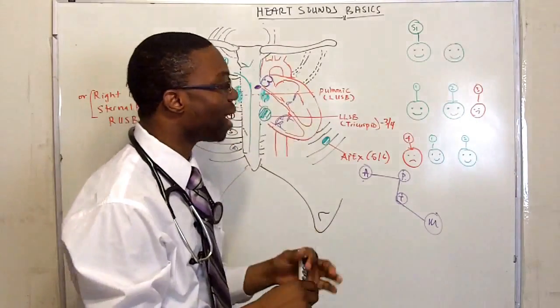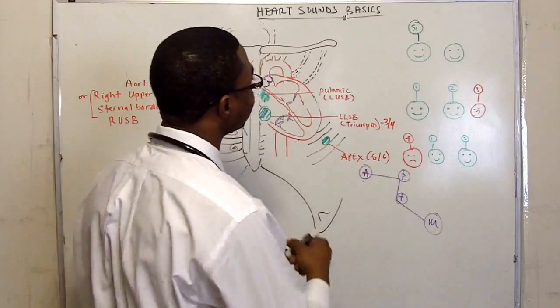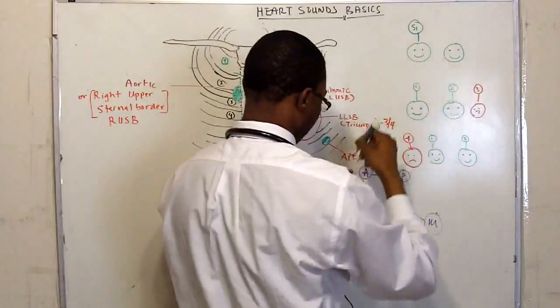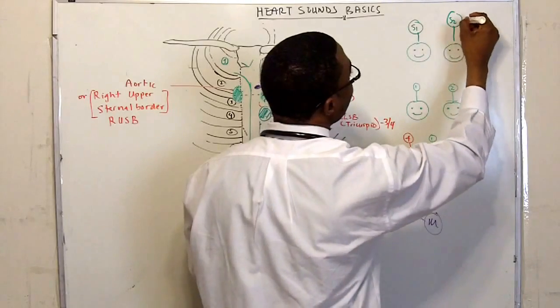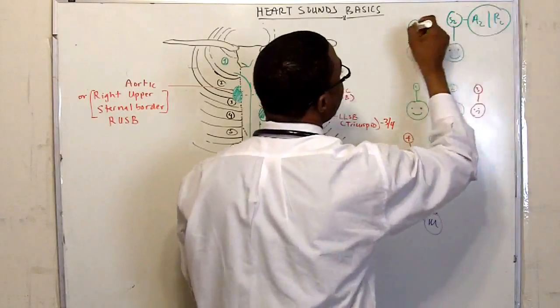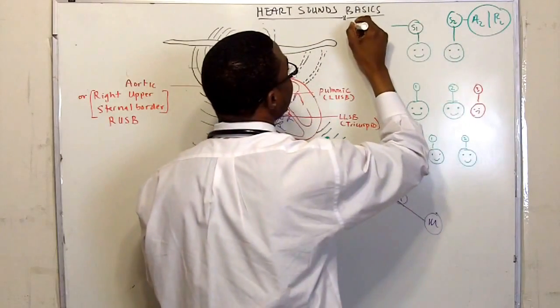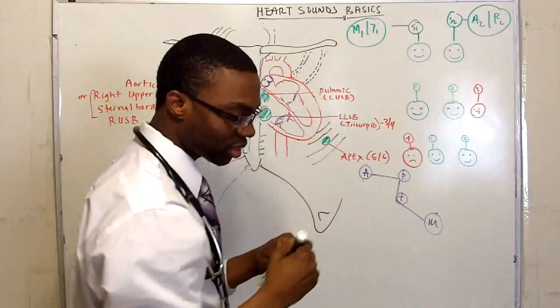When the pulmonic valve, let's use our green highlighter here. S2 is what? When your aortic valve and your pulmonic valve close. S1 is when our what? Mitral and tricuspid valve, they close.